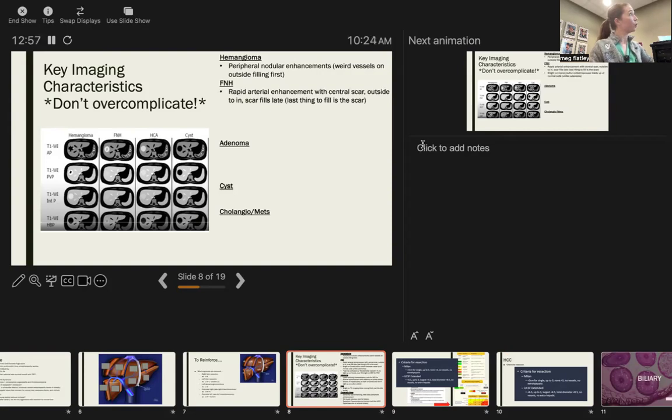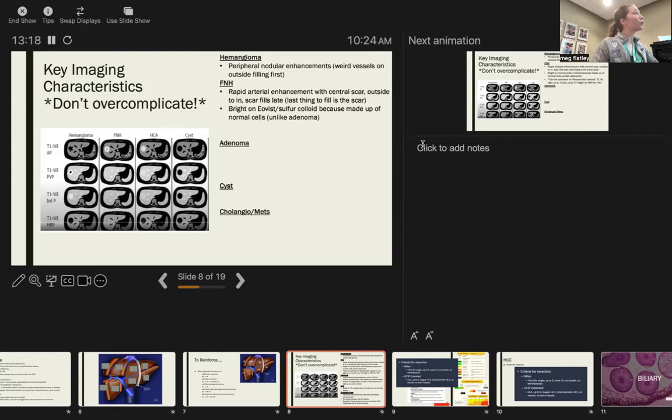An FNH, focal nodular hyperplasia, rapid arterial enhancement with a central scar. It goes from outside to in and the scar fills late. Well, that makes sense, right? A scar is probably hypovascular. It makes sense that that fills later. I don't think anyone really has a problem remembering that one, to be honest. Bright on EOVIST, I've never seen a question really asking about that.